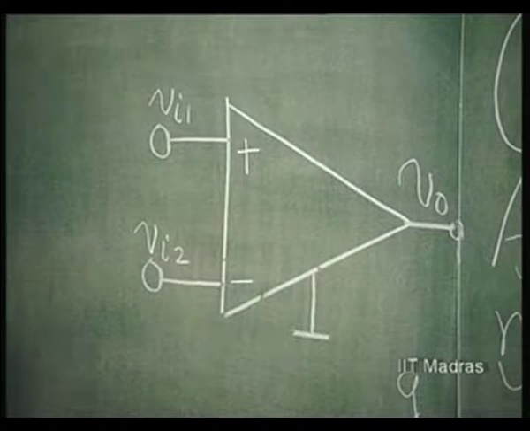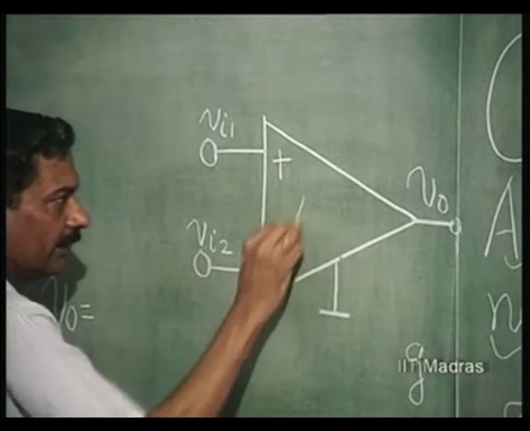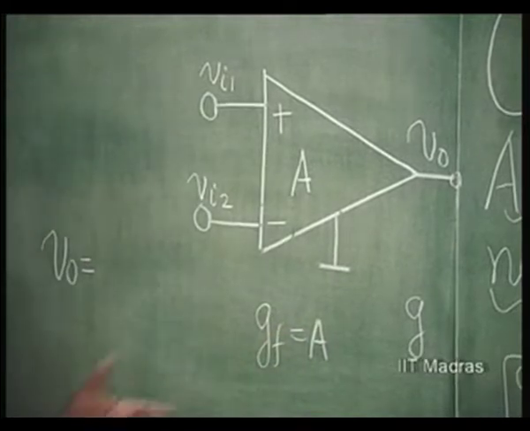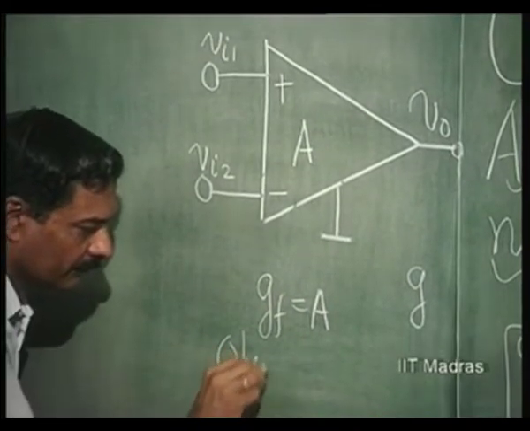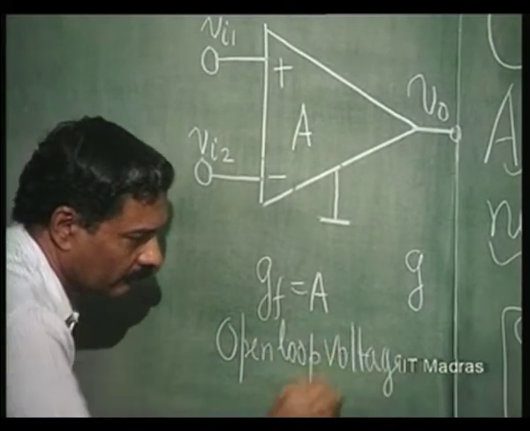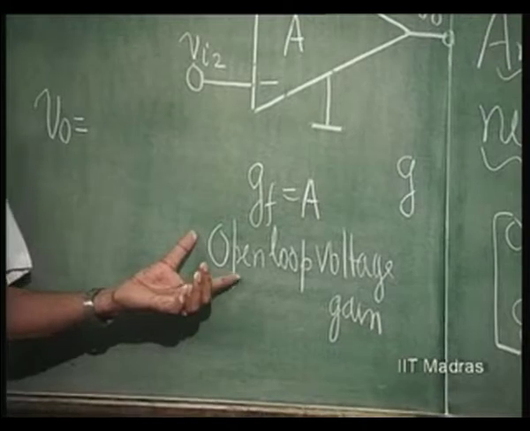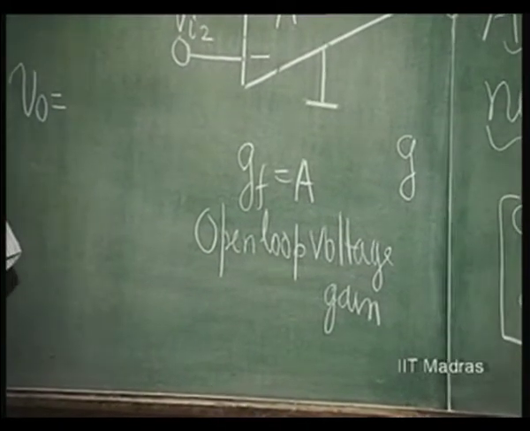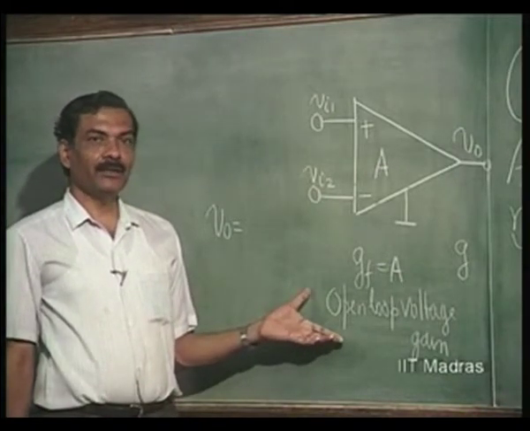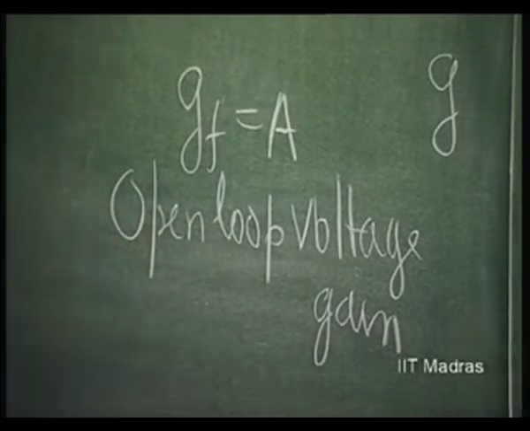V naught is, let us consider only the GF. GF in this case we will take as A. This is called open loop gain of the op amp. Typically, the DC gain is frequency dependent. The DC gain is of the order of 10 to power 5 to 10 to power 6, which means it is of the order of 100 to 120 decibels. That is the kind of gain we are talking of. It is made very high.